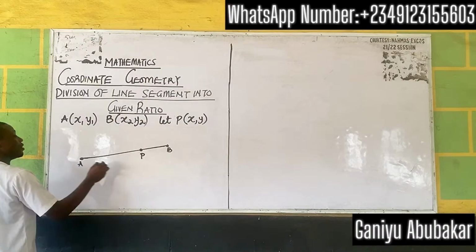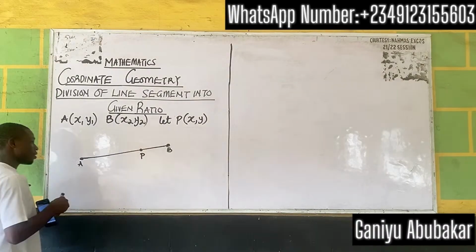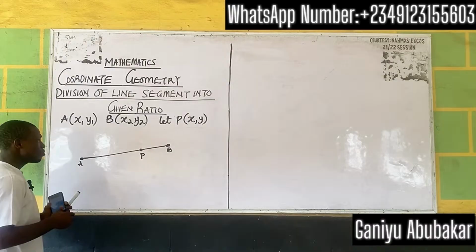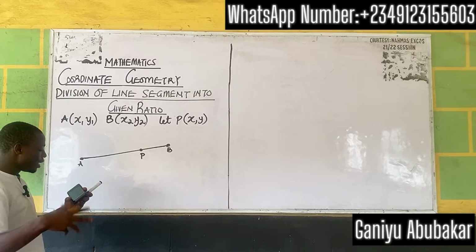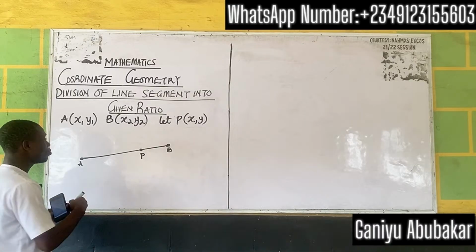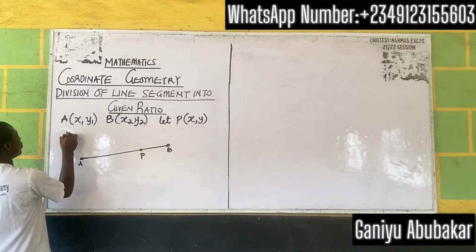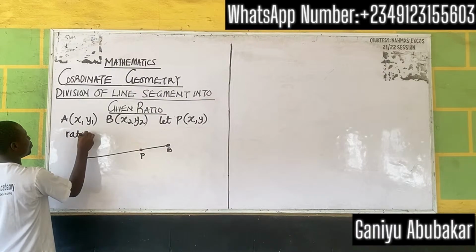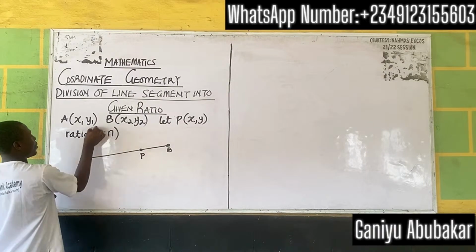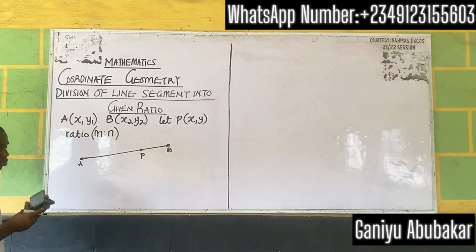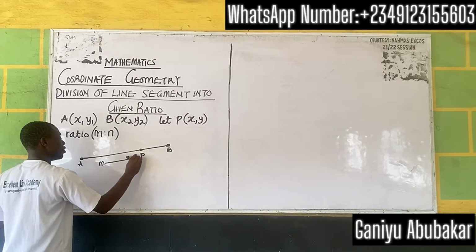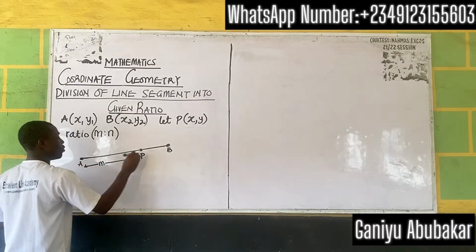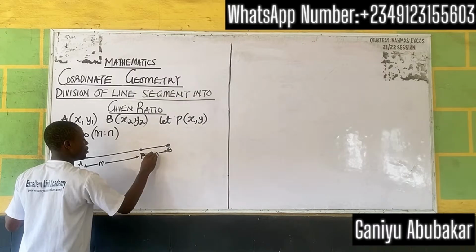Now listen, please. Here's the concept. Get it and understand it. We divide the line segment AB internally in the ratio m/n. All right. So your m is here, from here to here is your m, and your n is from here to this point.